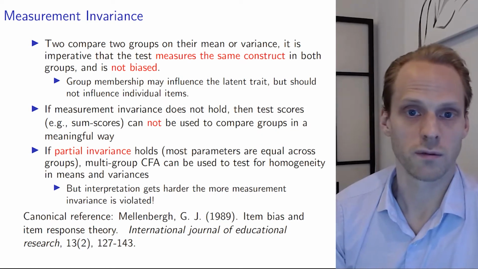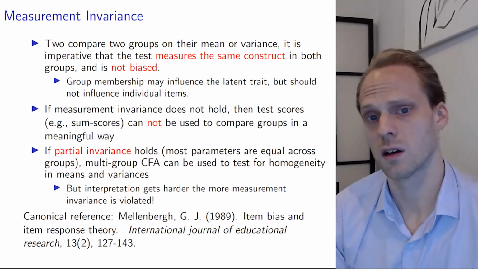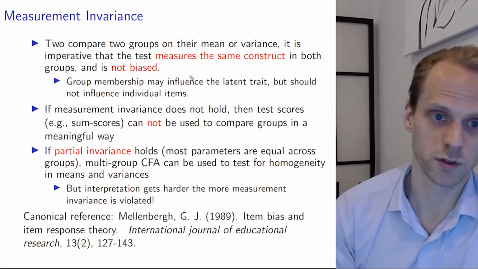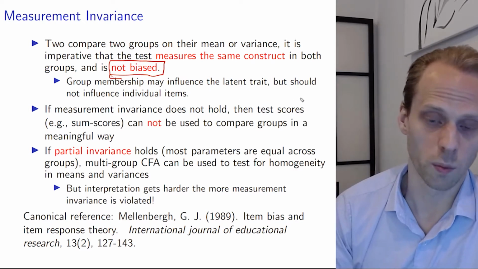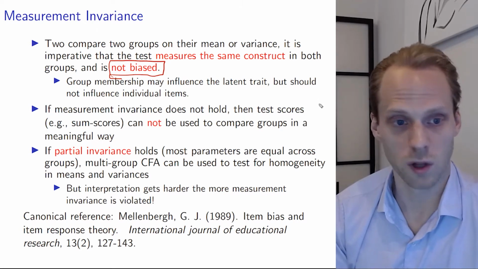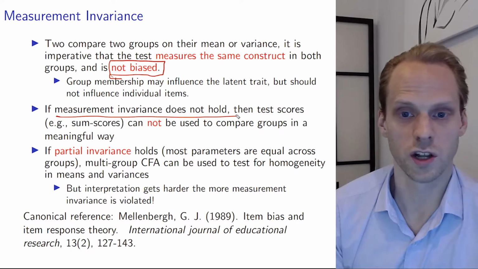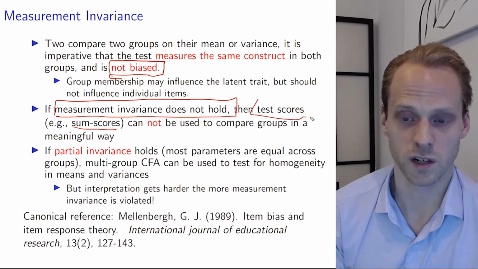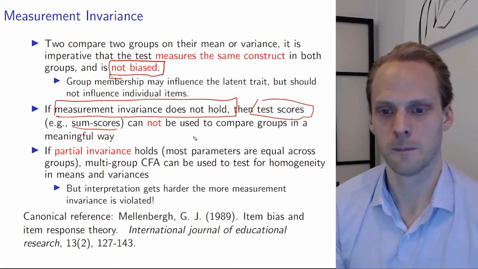So this is the concept of measurement invariance. Measurement invariance means that we can test if a test measures the same thing in two groups, or measures the same construct, so it's not biased. And this is a very important topic in psychometrics in general. It's not just in CFA modeling, you also see it a lot in IRT modeling as well. And it's very important. So if measurement invariance does not hold, then for sure we cannot use sum scores or test scores, which is a lot of what psychometrics is about, to compare groups in any meaningful way, because the test is biased.